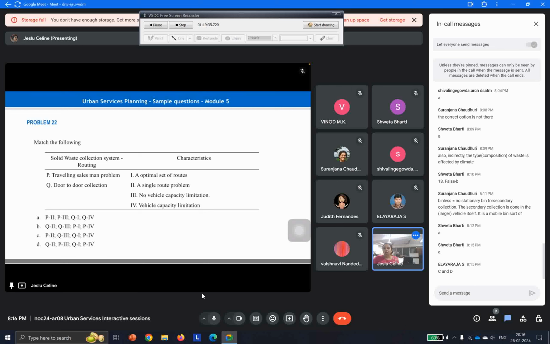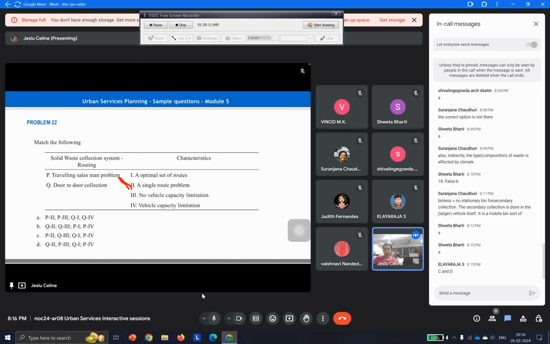Match the following different solid waste collection routing systems with their characteristics. The first one is the traveling salesman problem, and Q is the door-to-door collection method. The first characteristic is optimal set of routes, the second is a single route problem, the third is no vehicle capacity limitation, and the fourth is vehicle capacity limitation. So traveling salesman problem, optimal set of routes, a single route problem. So it is a single route problem, no vehicle capacity limitation, and vehicle capacity limitation.